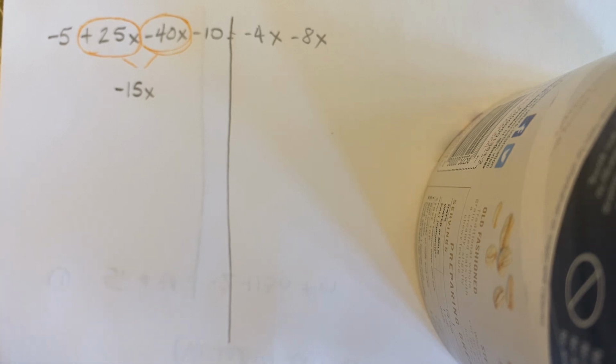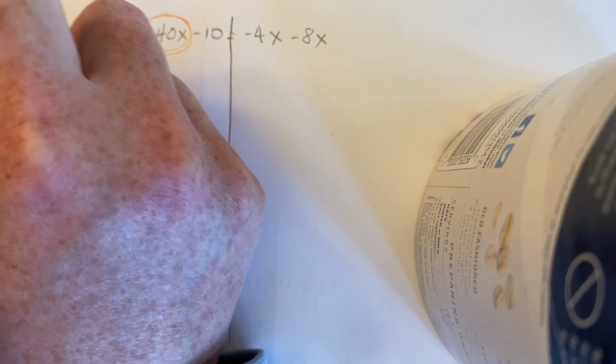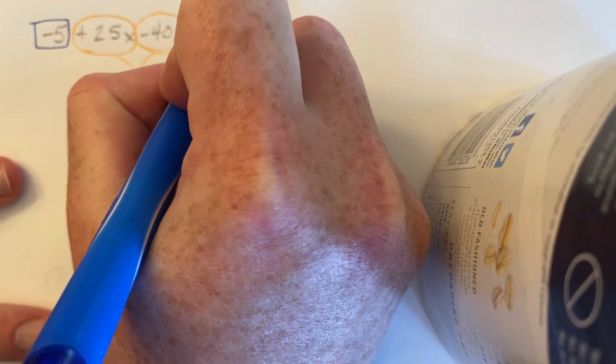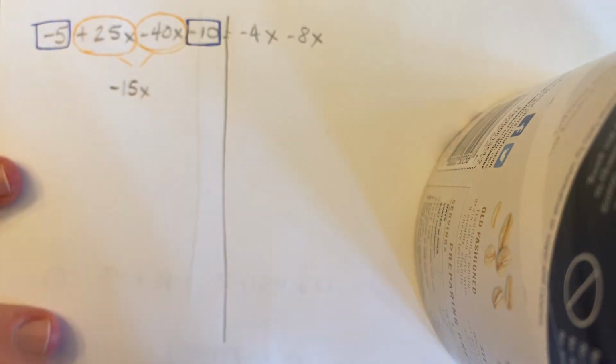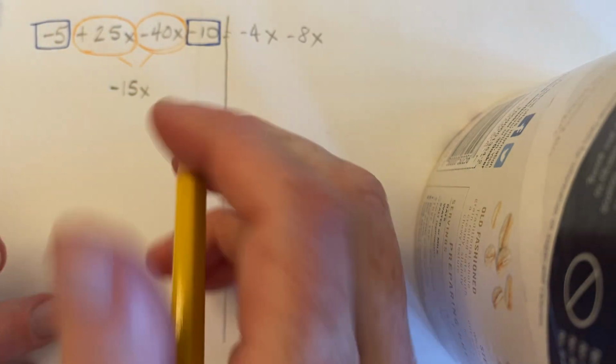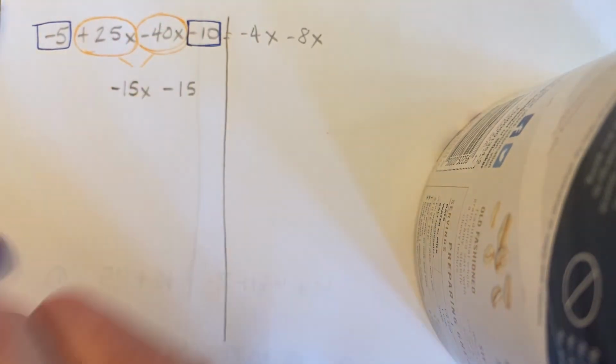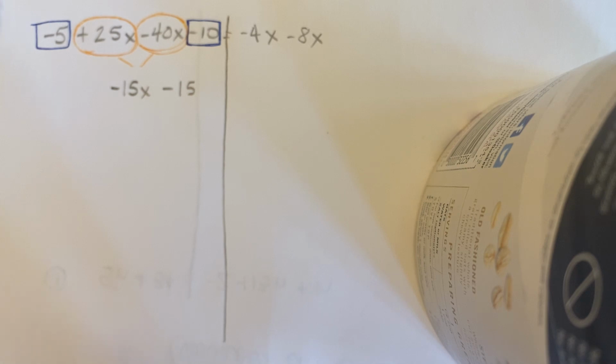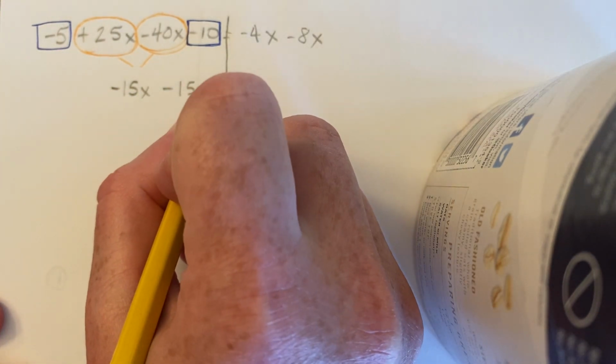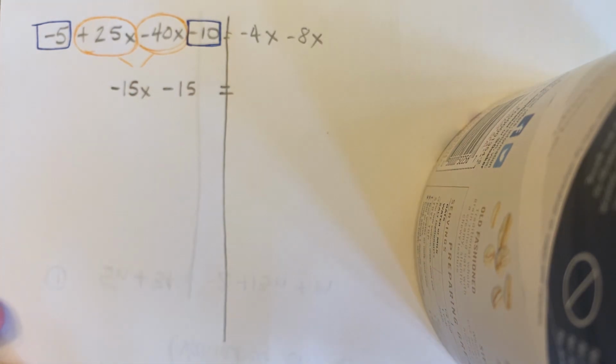The next thing I want to do is combine my like terms that don't have a variable. So I've got a negative 5 and a negative 10. When I group those together, that makes a negative 15. But these terms don't have a variable, so just negative 15. Is equal to negative 4x minus 8x.